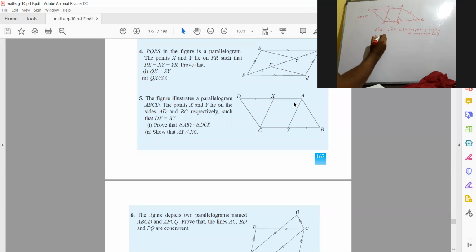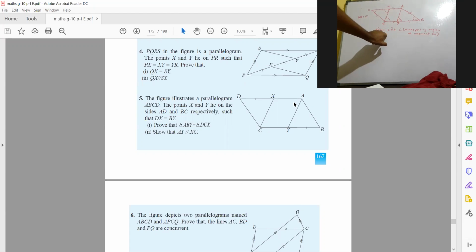DX. Sir, yes, there's a problem in your writing, sir. Angle CXD. It's not to be angle YCX, no, sir. YCX. First one. You are saying this one, right? Yes, sir.